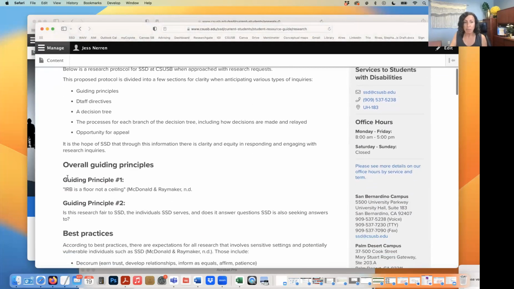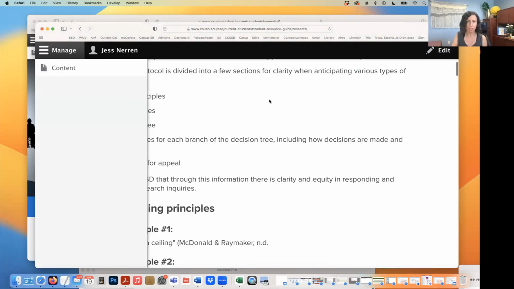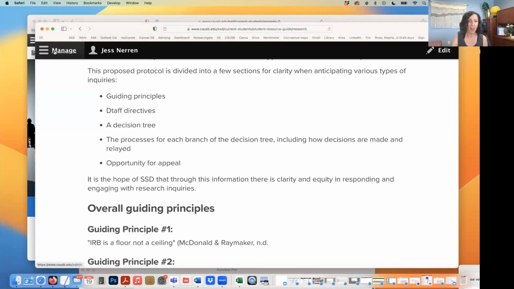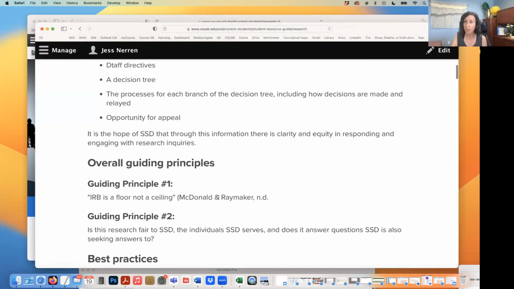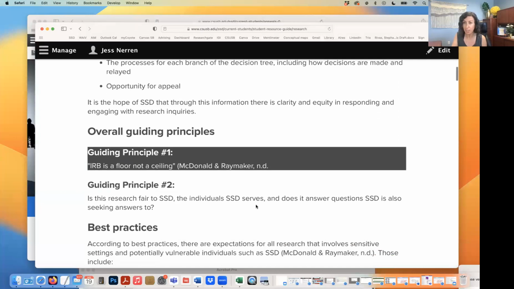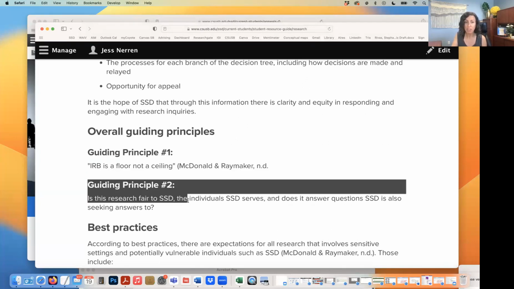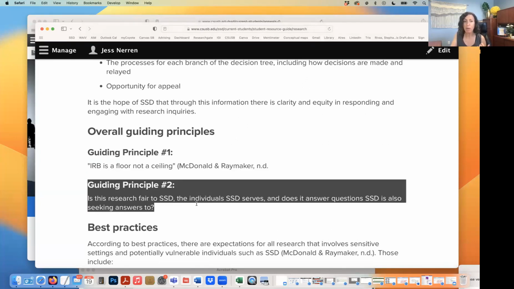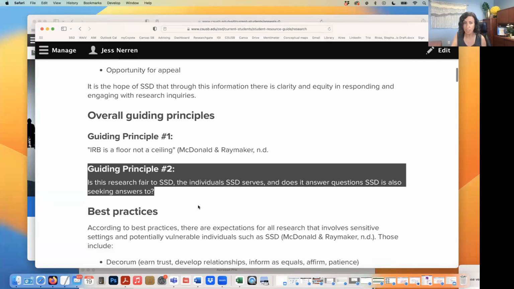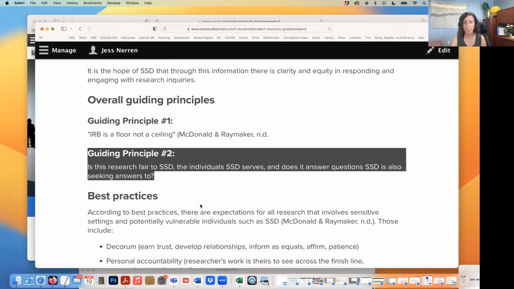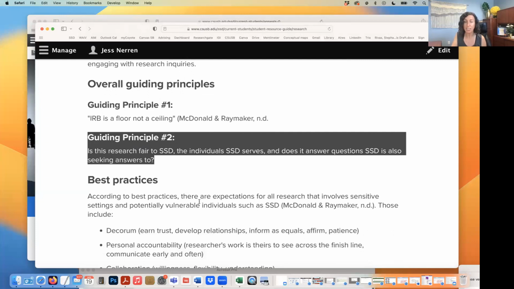So the guiding principles are that IRB is a floor, not a ceiling, but that IRB is going to be required if you want to do research with our office. And guiding principle number 2 is that we're going to be thinking about, is this research fair to SSD, the individuals that SSD serves, and does it answer questions that SSD is also seeking answers to? And we do that in consultation with the community that we serve and our advisory board, okay?